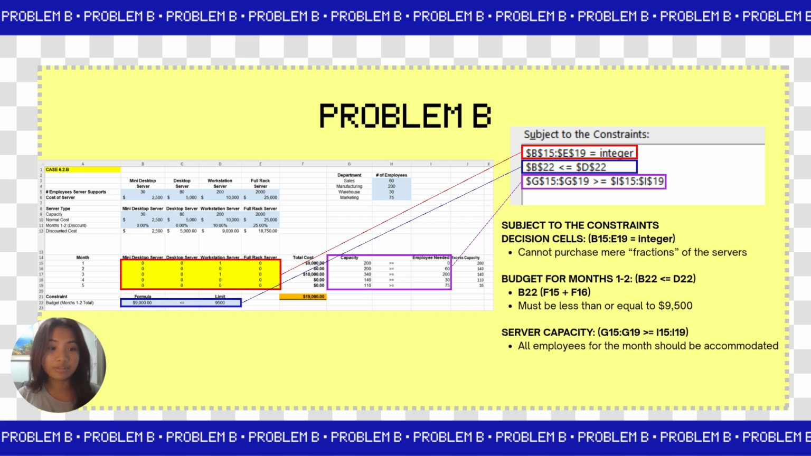The first one is the decision cells, B15 to E19 equals integer, or the changing variable cells equals integer. This means that it cannot purchase mere fractions of the servers, or that the value should be a whole number, no decimal, no fractions. Second is the budget for months 1 to 2.